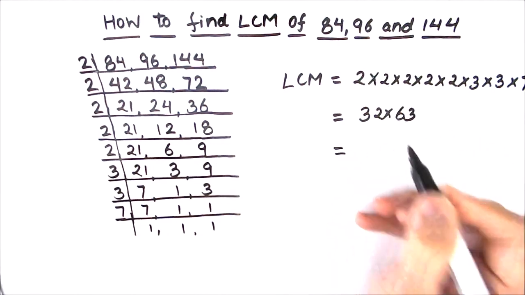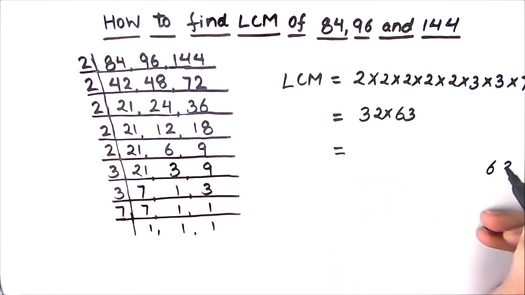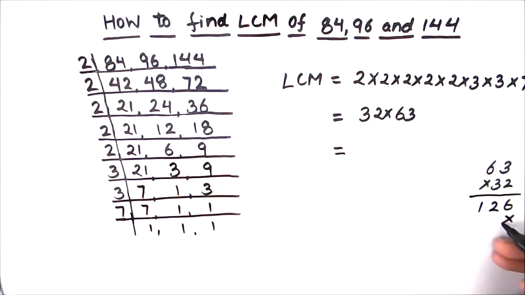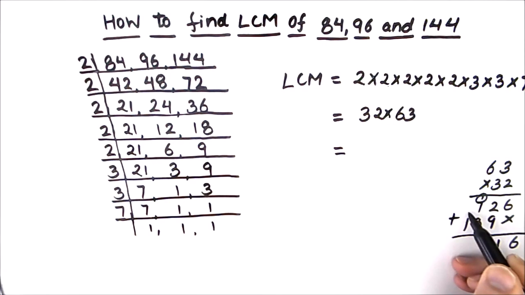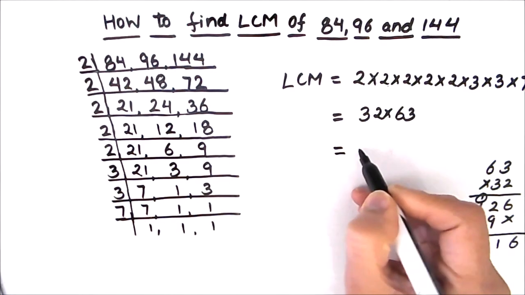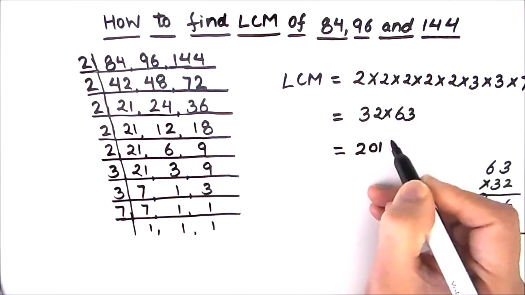So 32 times 63, let's multiply it. 63 times 32, 2 times 3 is 6, 2 times 6 is 12, 3 times 3 is 9, 3 times 6 is 18. Adding the numbers, 6, this is 11, 1 is carried over, 8 plus 2 is 10, 0, 1 is carried over and 1 plus 1 is 2. So that's going to be 2016.